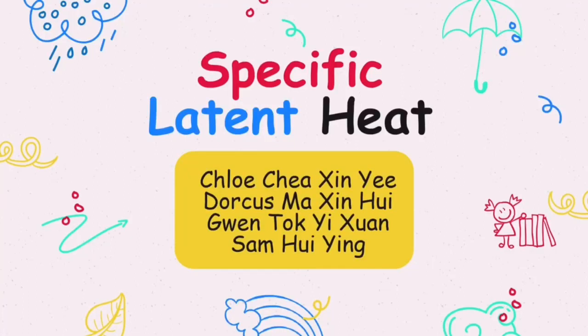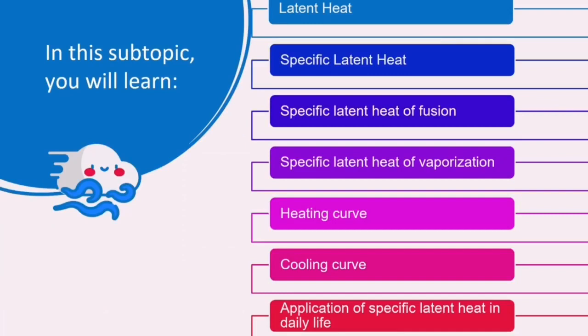My group members and I are going to talk about Chapter 4.3 Specific Latent Heat. In this subtopic, you will learn latent heat, specific latent heat of fusion and vaporization, heating and cooling curve, and the last one, application of specific latent heat in daily life.